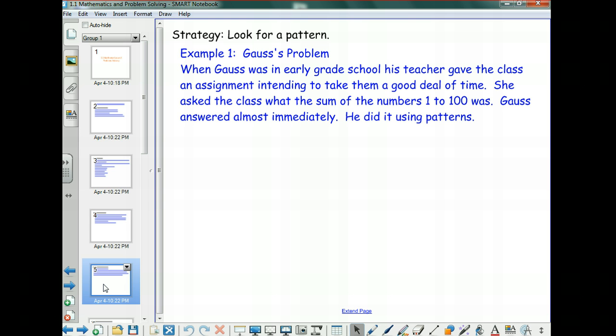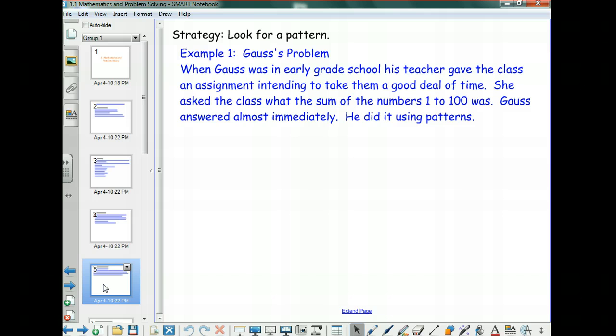This is actually something that really happened in real life to this gentleman. His name is Gauss. And Gauss was a mathematician, and he was a rather intelligent child from early on, apparently. So let's see what he did. When Gauss was in early grade school, his teacher gave the class an assignment, intending them to take a good deal of time. She asked the class what the sum of the numbers 1 to 100 was. Gauss answered almost immediately, and he did it using patterns.